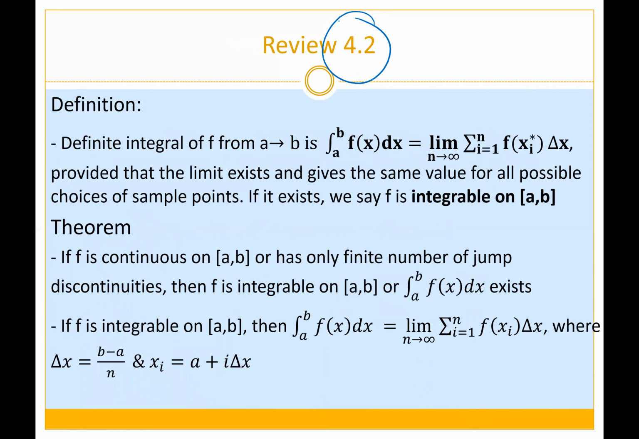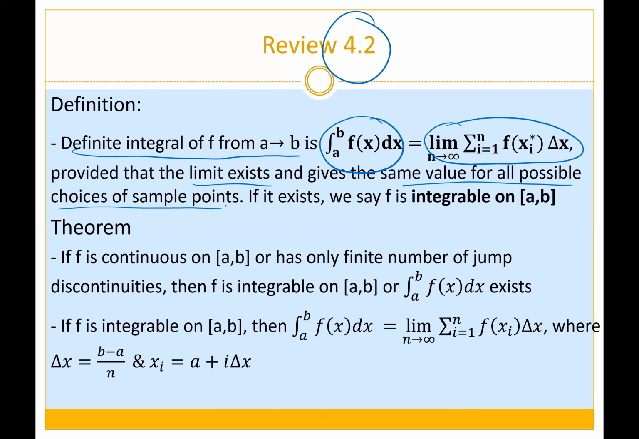And then you have 4.2. This is where you come to the concept of the definite integral. So we have the definition. The definite integral of a function f from a to b is denoted as the integral of f(x) dx from a to b. And that is going to equal the limit as n approaches infinity of the sum of the many rectangles that we have in 4.1, provided that this limit exists and gives the same value for all possible choices of sample points. If it exists, we say f is integrable on this interval.